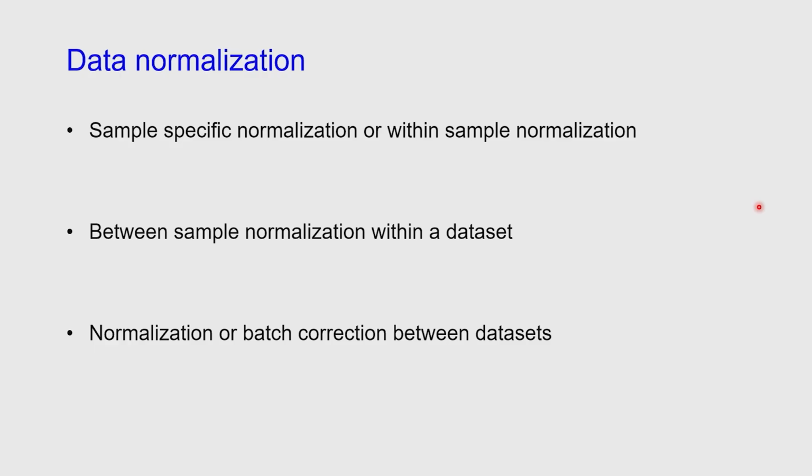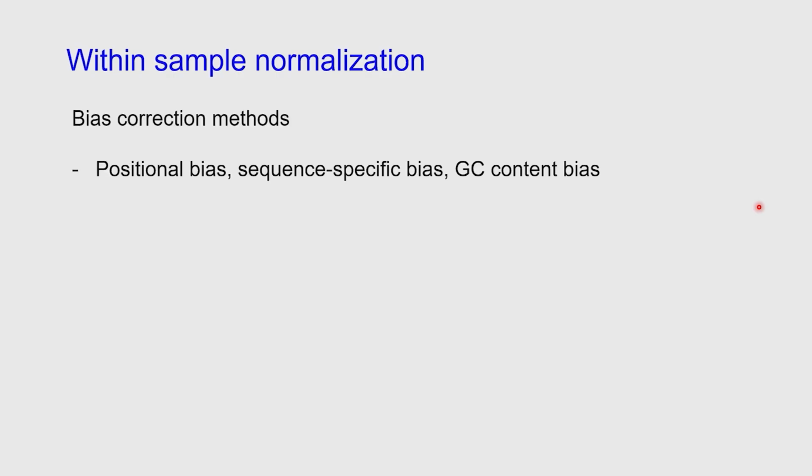Again, this is the variation from one set of experiments to another, and we have to correct for it. For within sample normalization, we have talked about bias correction methods, for example, positional bias, sequence specific bias and GC content bias. We have also mentioned gene length bias as well as sequencing depth. We will discuss the data normalization methods in much more detail in the next few classes.